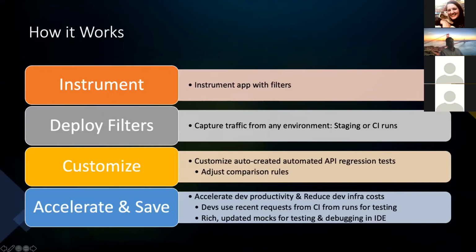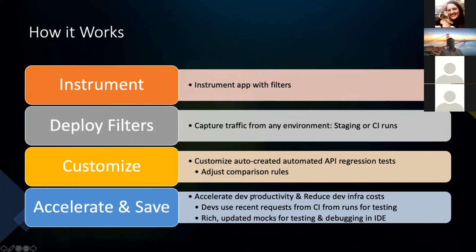And then once these filters are created, we deploy the filters and capture the traffic from any environment you choose, whether it's a staging environment or a CI run or a continuous integration test run. We have the traffic from those environments. And now you can choose to run the automated API regression tests that were created from the staging environment, where a product manager or a manual QA engineer is actually testing some of the user flows. We can use the API regression test and adjust the comparison rules there. That's one of the first use cases that we discussed.